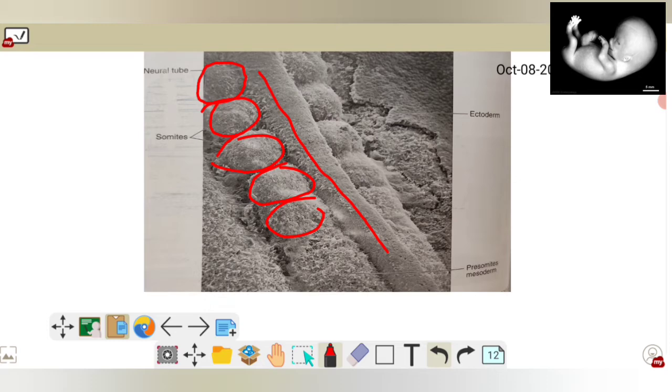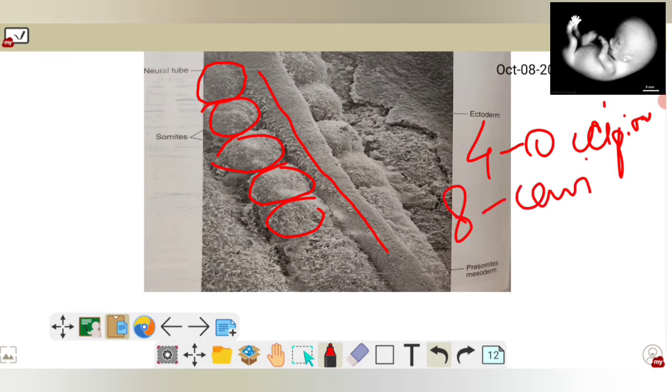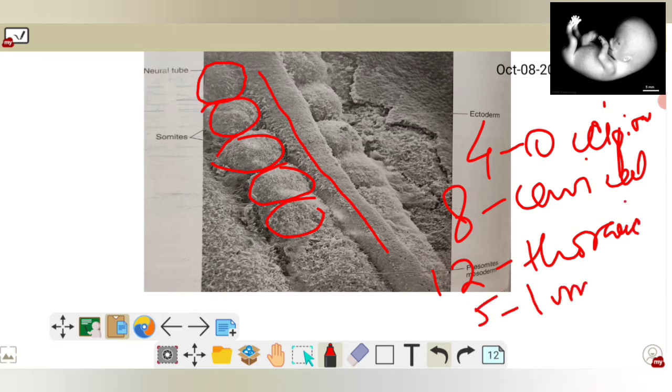Now, how many somites do we have? 4 occipital somites, 8 cervical somites, 12 thoracic, 5 lumbar, 5 sacral and 8 to 10 coccygeal. These are the numbers of somites, and these somites later form the axial skeleton.